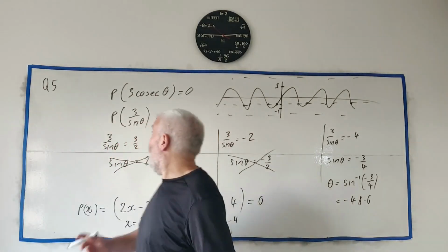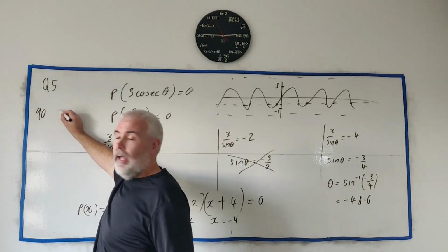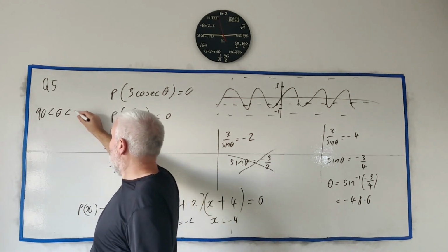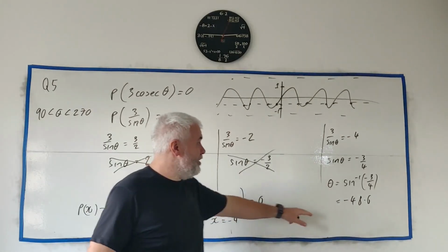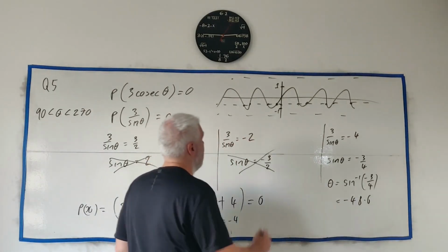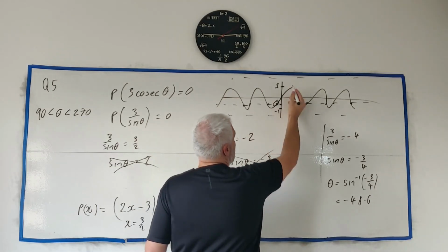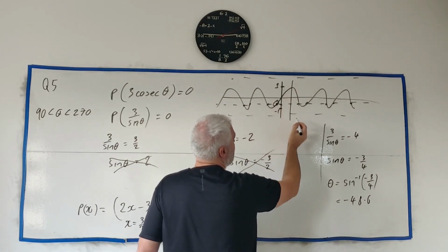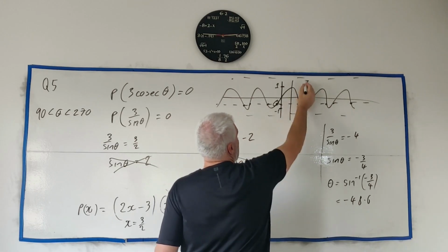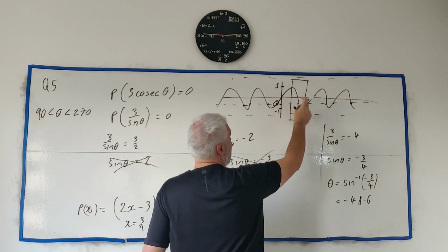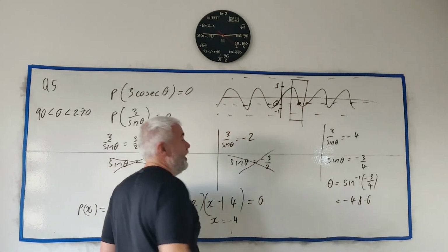They told you, I never wrote it down, but they told you theta is between 90 and 270. So they didn't want you to just use your calculator, they want you to use your brain. Calculator found this answer here. They wanted to make sure you only looked between here and here. That's 90 and 270. So the only answer they're looking for is this one here.